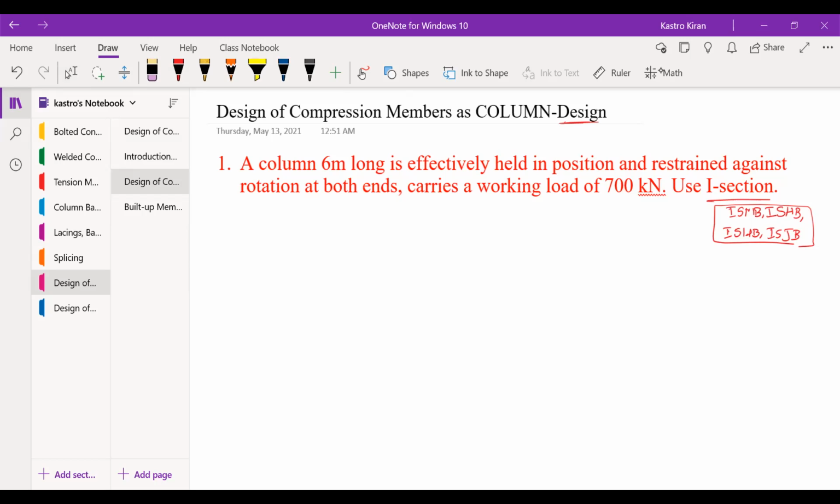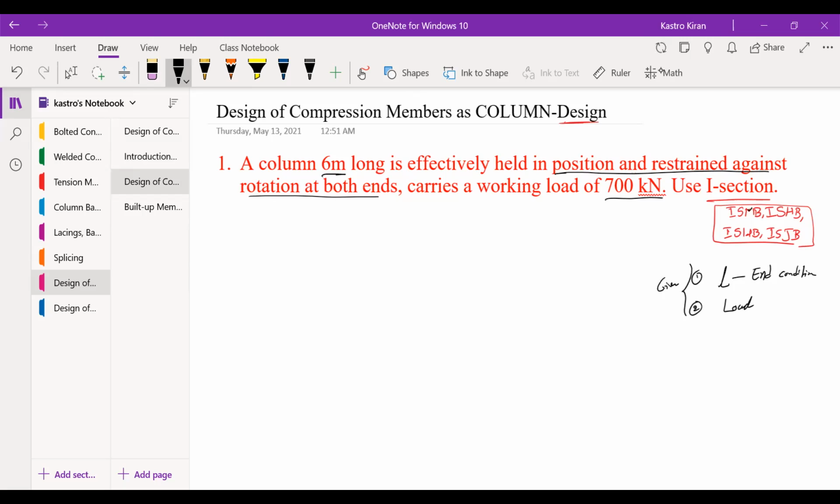As I was telling earlier, the design problems will basically be given with two data. One is the length of the column and the end conditions of the column, right? Held in position and restrained against rotation at both ends. And along with that, they will give some load also, right? So the length is given. Along with the length, the end conditions are also given. Okay, this is the first thing. And the second thing which they have given is a certain amount of load, right? So this is the given data. From this, you are going to select a section. It can be any of these 4 sections which I have mentioned.